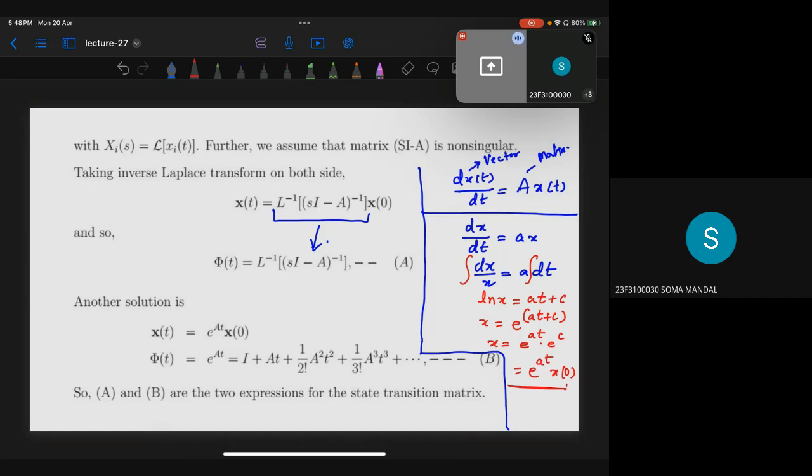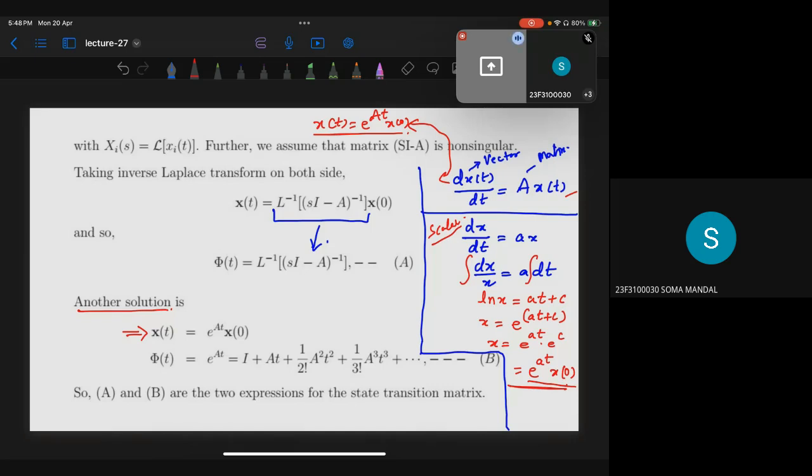Is that correct? This is the scalar case. So if the scalar solution is this, what is the solution for the matrix case? e power capital At times x of 0. Am I correct? Yes or no? Yes, sir. So that is another solution.